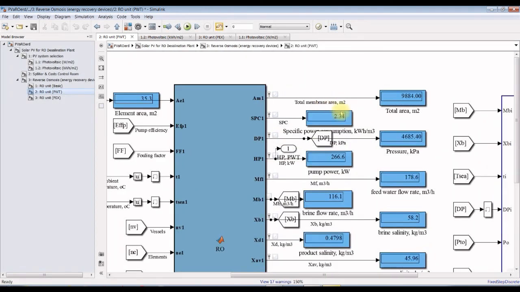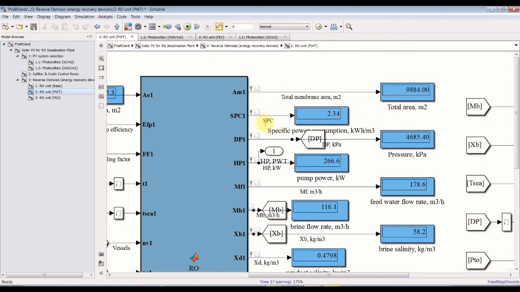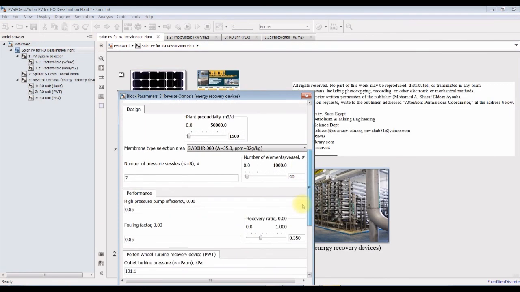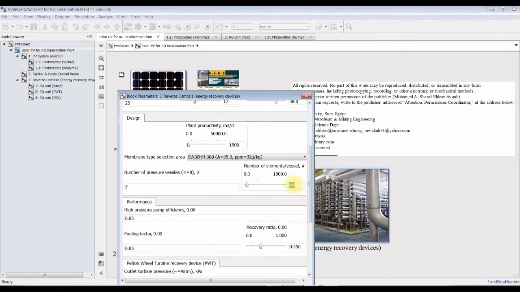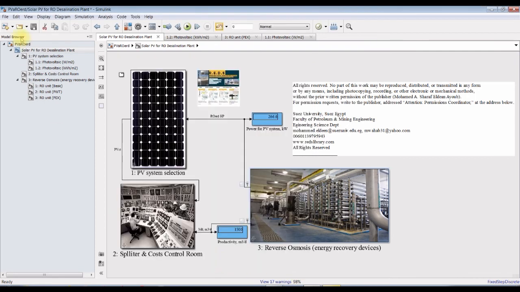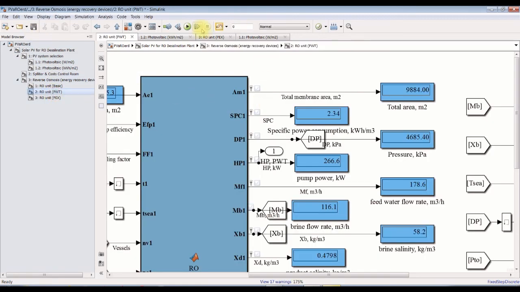As you can see here, we have total area, specific power consumption, pressure. It's around 46 bar. Let's decrease the number of pressure vessels. I think it's 20, in order to increase the pressure. Let's hit run. Yes, it's increased. That's quite good.